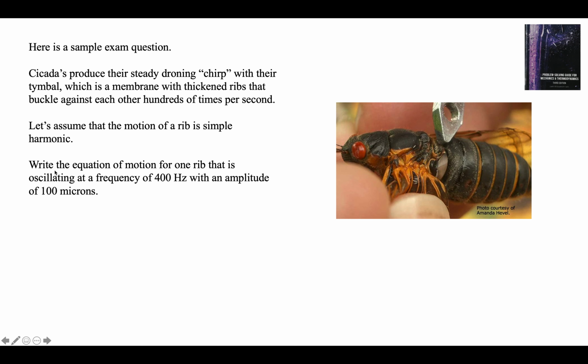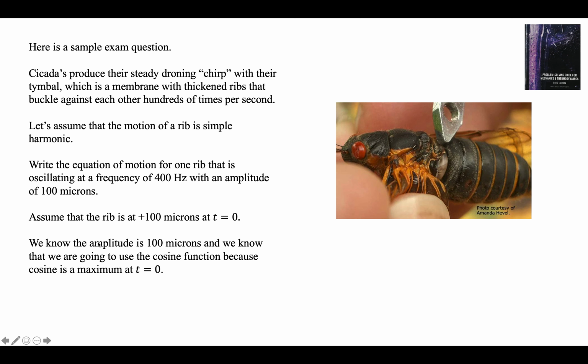We're doing physics. So write the equation of motion for one rib, oscillating at a frequency of 400 hertz with an amplitude of 100 microns. What's the equation of motion? Well, it says assume that the rib is at plus 100 microns at t equals 0. What does that tell us? We know the amplitude is 100 microns. It's given. We know that we're going to use the cosine function because cosine is a maximum at t equals 0. We could also do it with the phase shift, but we're just going to change the function to cosine.